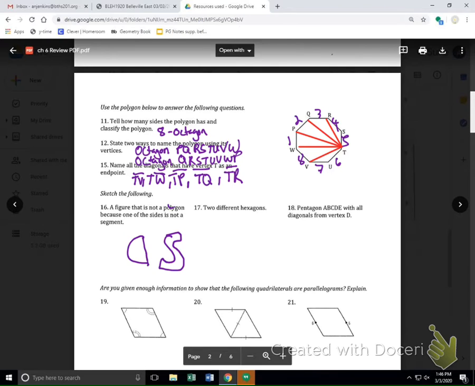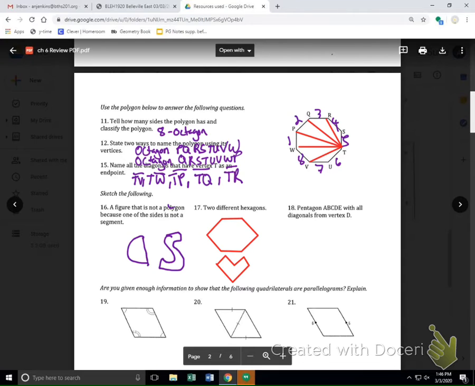So the next one says 2 different hexagons. What does it mean to be a hexagon? 6 sides. Yep, a hexagon means 6 sides. So 1, 2, 3, 4, 5, 6. Okay. The other one is just 6 sides. So 1, 2, 3, 4, 5, 6.